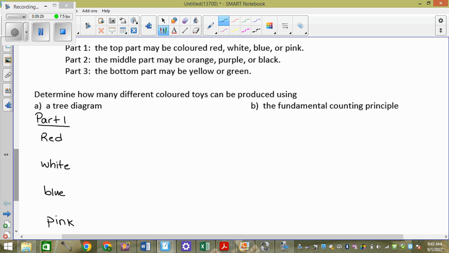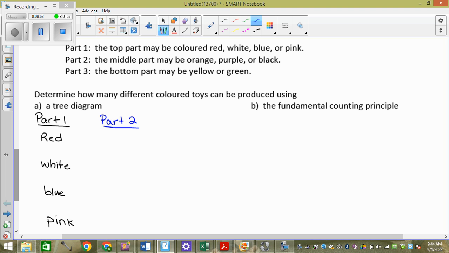So if this toy only had part 1, I would be able to make 4 different toys, right? A fully red toy, a fully white toy, a fully blue toy, or a fully pink toy. I would have 4 toys. But this one doesn't have that. It has those 4 options, and then part 2 actually has 3 options, orange, purple, or black.